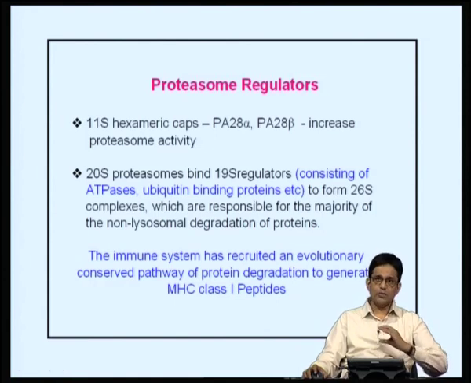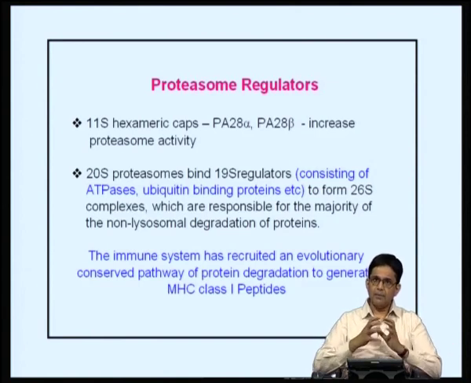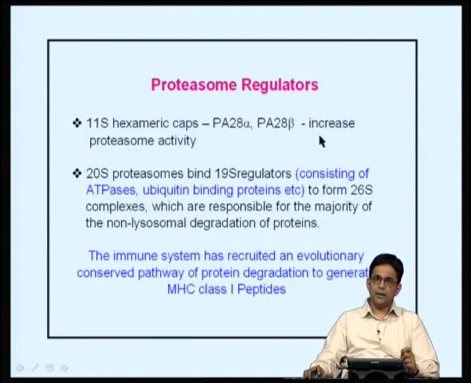Now you have proteasomes, which I showed you consist of the four rings. These proteasomes are regulated by other molecules. So you have PA28, which are activators. What PA28 alpha and beta does is that it increases proteasome activity. As a consequence, the proteasomes will cleave proteins a lot faster. The other, more physiologically important one is the ubiquitination process, and the 20S proteasomes bind to 19S regulators. These 19S regulators consist of ATPases and ubiquitin binding proteins, to form 26S complexes. And it's the 26S complexes which are responsible for the majority of the non-lysosomal degradation of proteins.